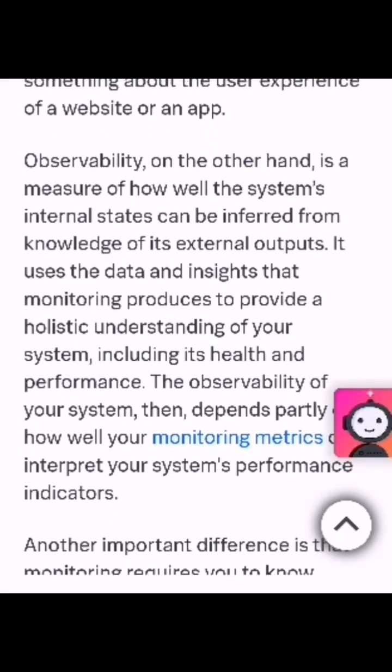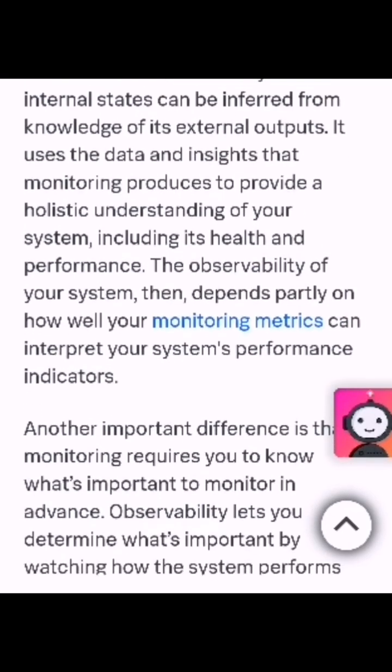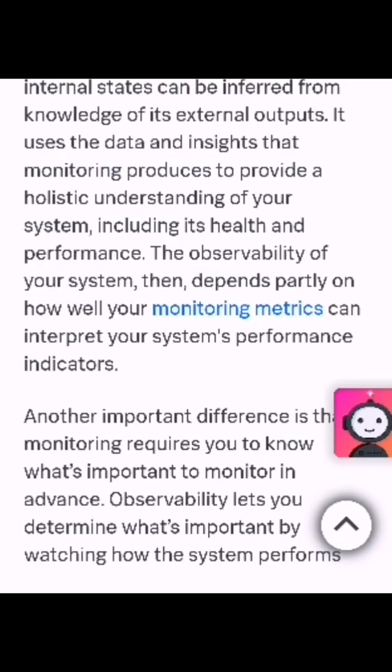Observability, on the other hand, is the measure of how well the system's internal states can be inferred from knowledge of its external outputs.